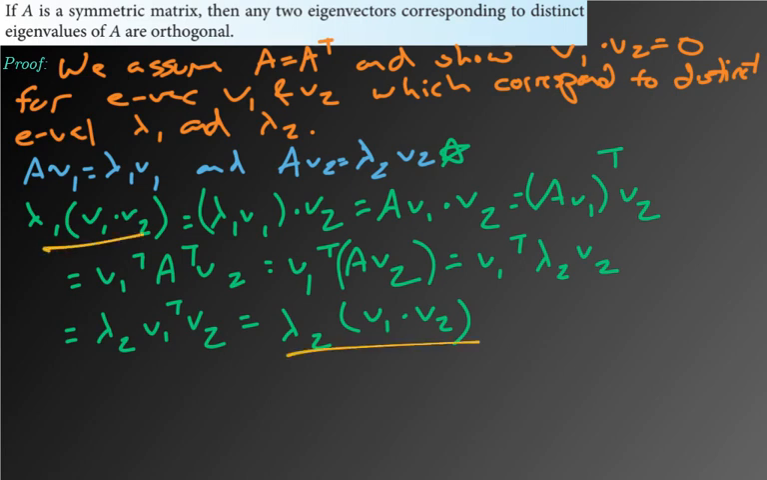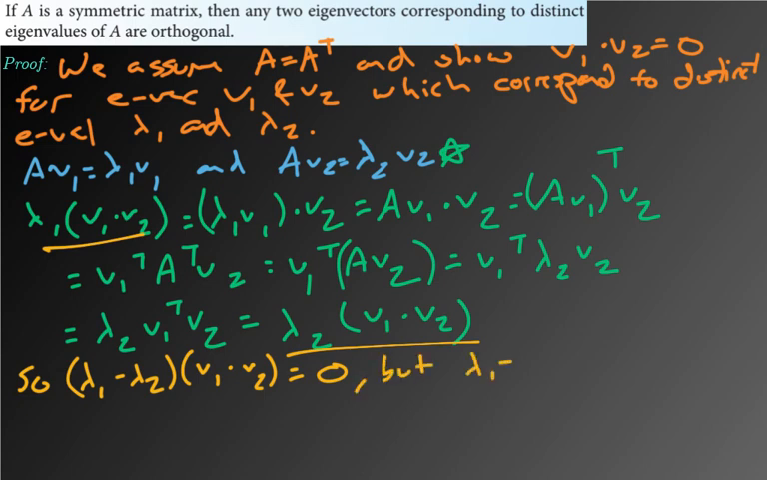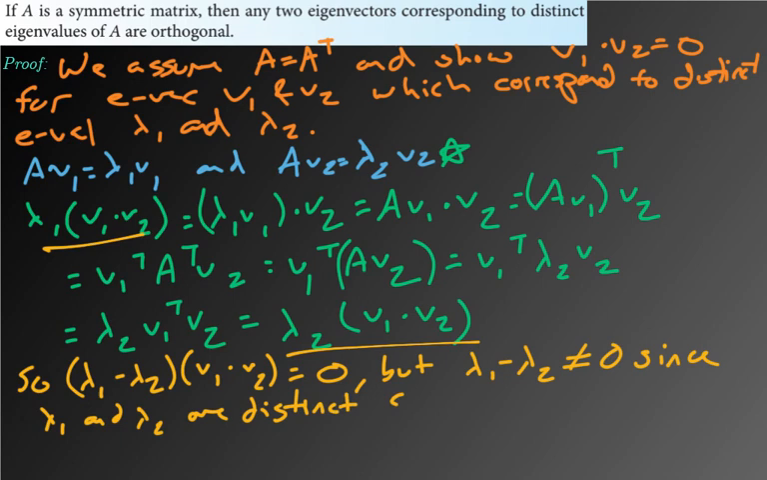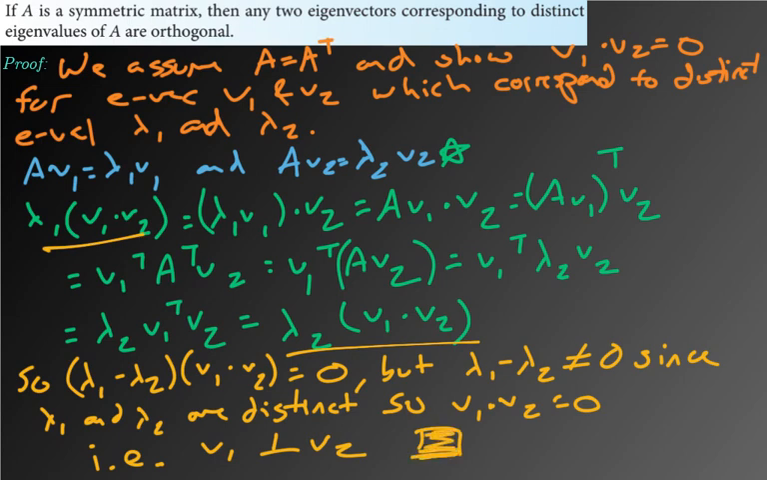So lambda 1 minus lambda 2, just like in the last proof, we can do this factoring and set that equal to 0. But we know that lambda 1 minus lambda 2 cannot equal 0 since lambda 1 and lambda 2 are distinct. So V1 dotted with V2 has to be 0, i.e., V1 is perpendicular to V2, which is what I wanted to show. So a cool, more straightforward proof.